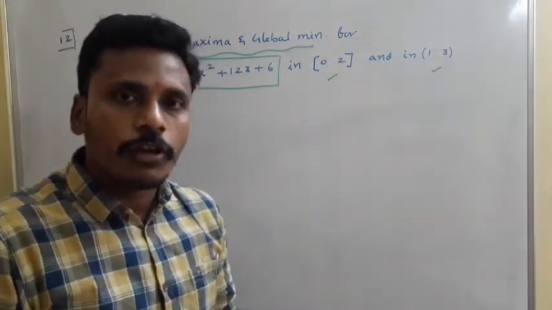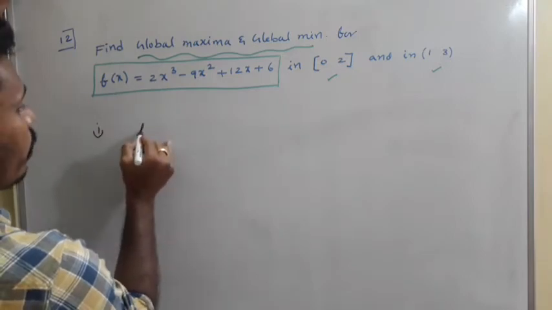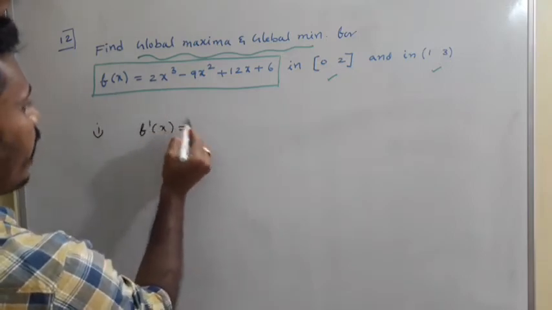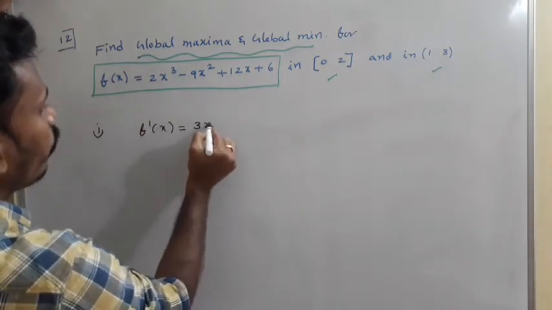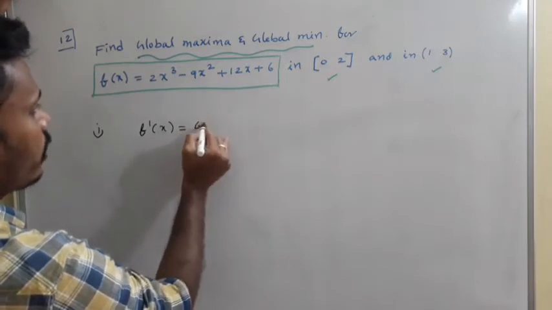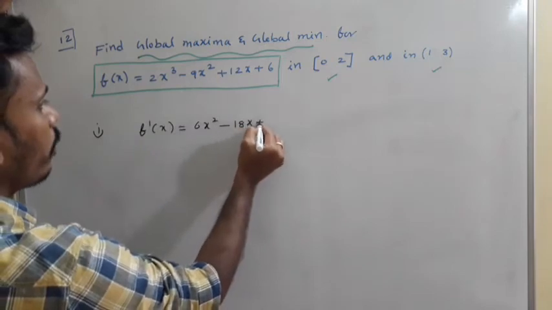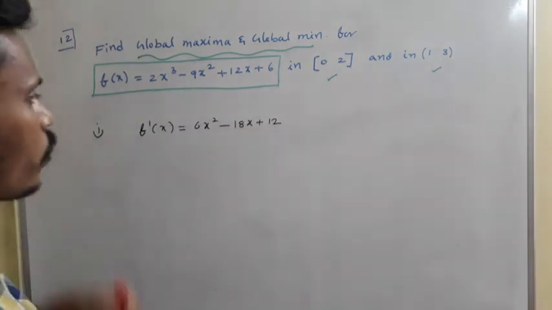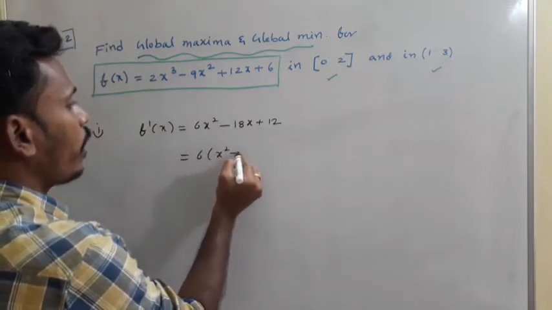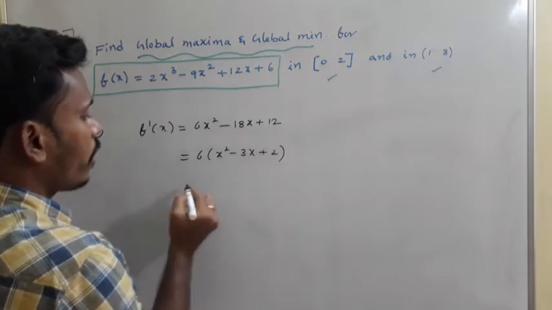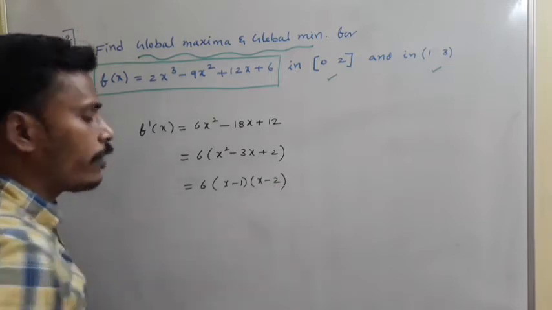For that, as I said, first of all we need to find the maxima-minima points. To find them we need f'(x), which is simply the derivative of this function. Since it is 2x³, its derivative is 2 into 3x², that is 6x², minus 9x² gives 18x, plus 12. So f'(x) = 6x² − 18x + 12, which equals 6(x² − 3x + 2), and that equals 6(x − 1)(x − 2). This is f'(x).